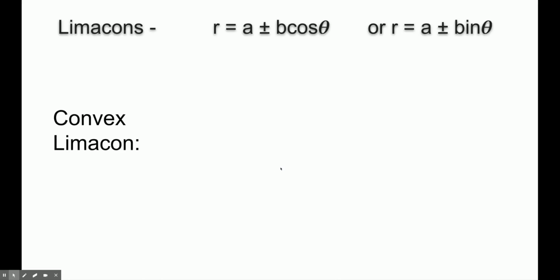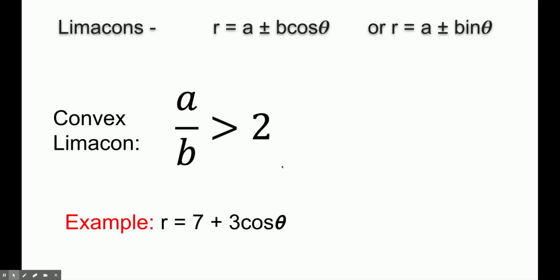Now, last but not least, there's something called a convex limacon. Convex is something that takes that dimple and pushes it a little bit further out. So over here, we have a divided by b is larger than 2. So for example, 7 plus 3 cosine theta.